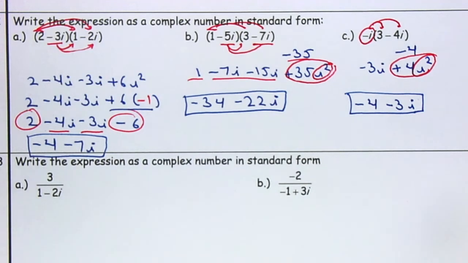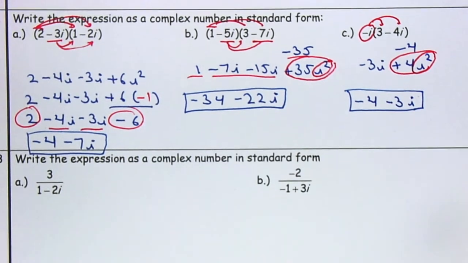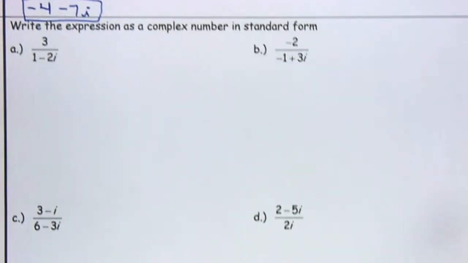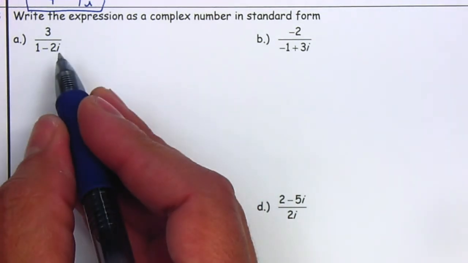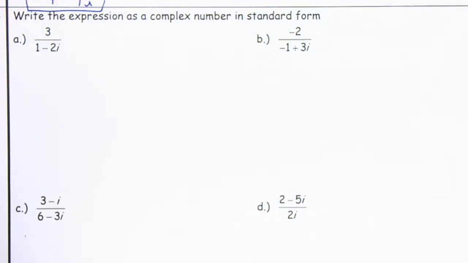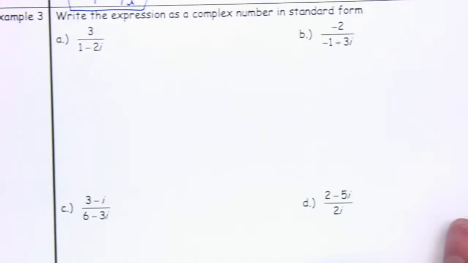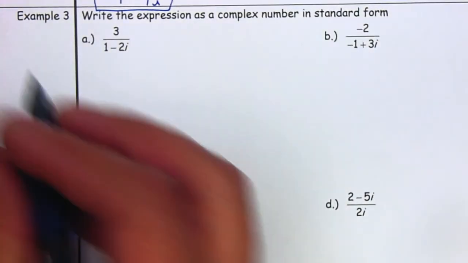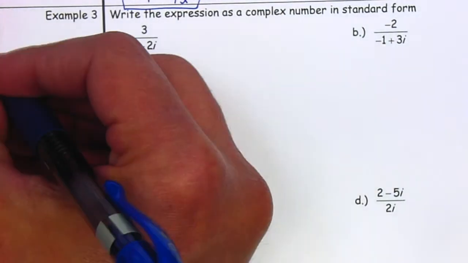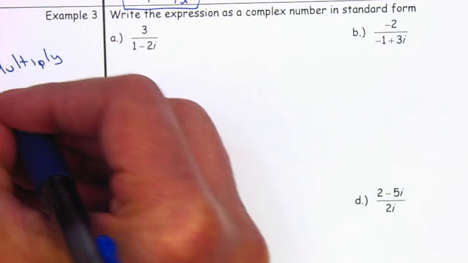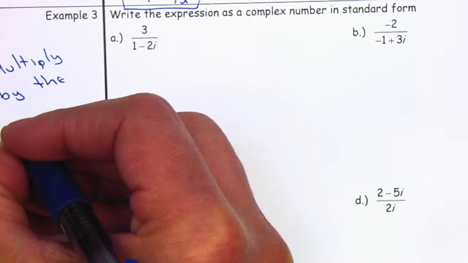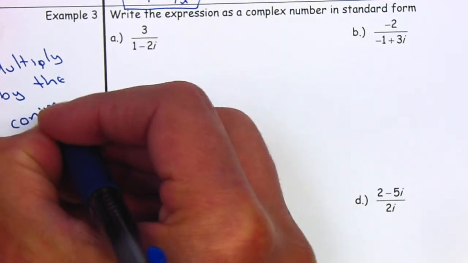On example number 3, we are dealing with a division. Now, just like we have on the square root, we know that we cannot have imaginary numbers on the denominator. So we're going to multiply by something that's called the conjugate. So on the left-hand side, write down multiply by the conjugate.